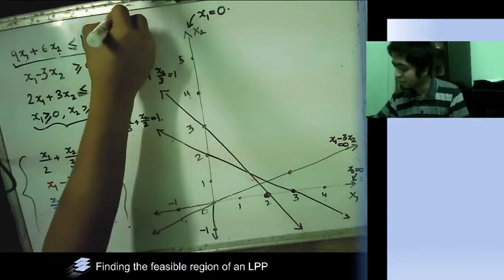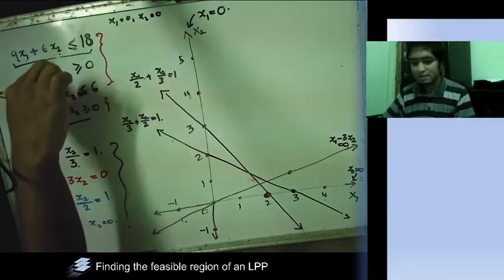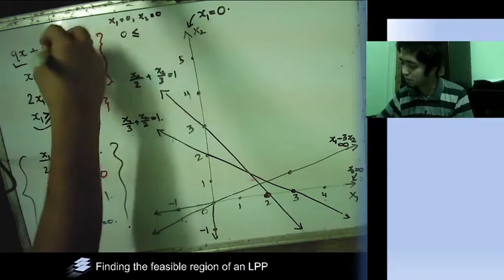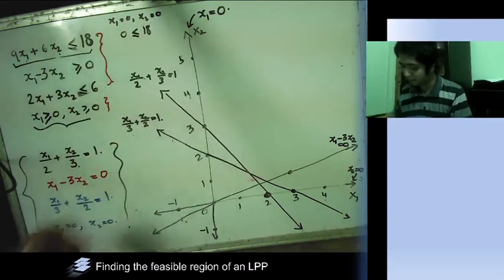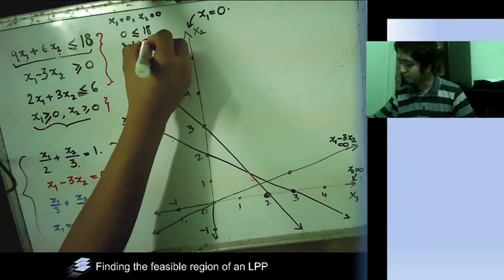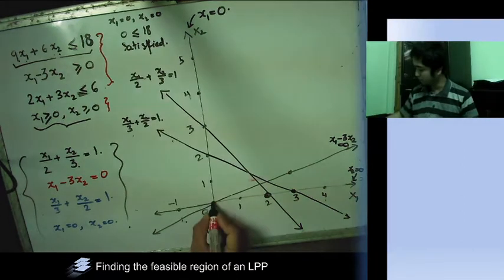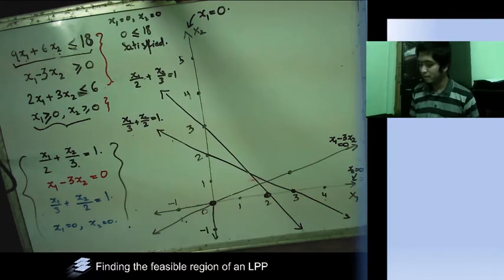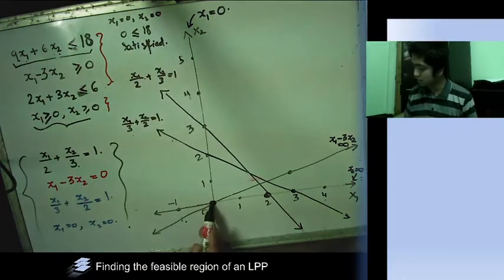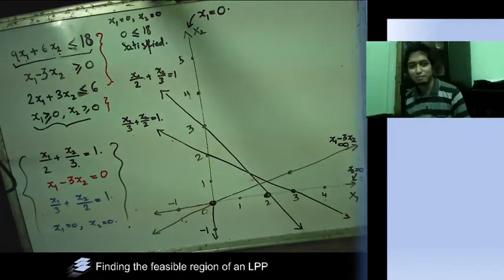So when you put x1 equal to 0 and x2 equal to 0, will this inequality be satisfied or not? You will be getting 0 is less than 18, so it is satisfied. So what had you actually done over here? You had put this point. This point 0, 0 satisfies this inequality, so that is why the region will be pointing towards this side.